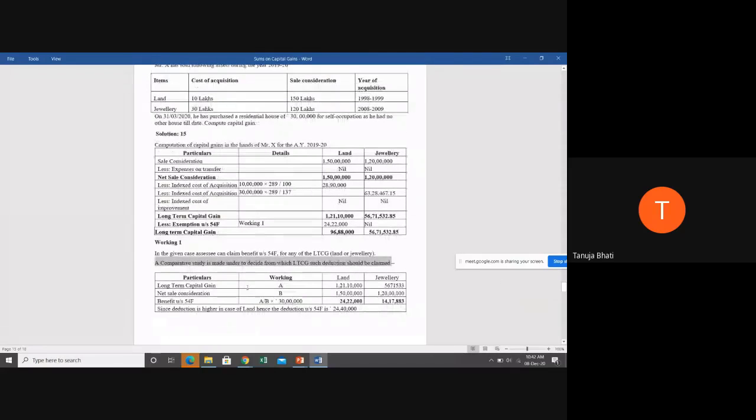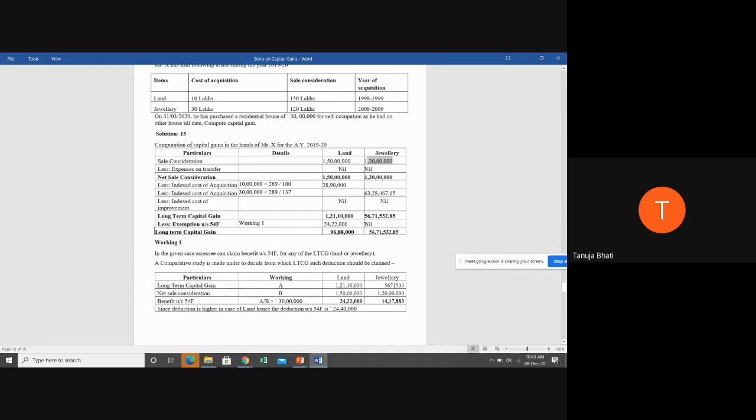So the cost of the new asset that is purchased is 30 lakhs, correct? And the net sale consideration is 150 lakhs and 120 lakhs. So obviously the cost of the new residential house is less than the net sale consideration. Therefore, we have to give it proportionately. How do we give it proportionately? 30 lakhs divided by 150 lakhs into the long-term capital gain.